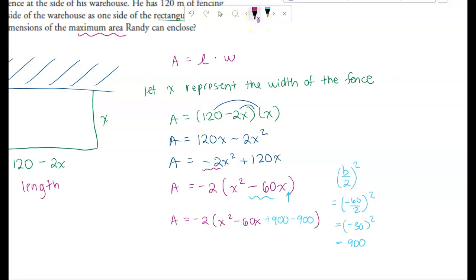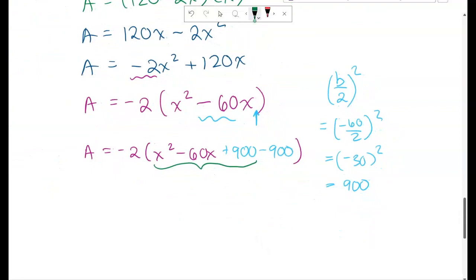And so to know that we did it right, we have to look at these three terms and see if that is a perfect square factoring, which it is, and it would produce the expression of (x - 30) squared. The square of 900 is 30. And so I still have my area equals -2 in front.